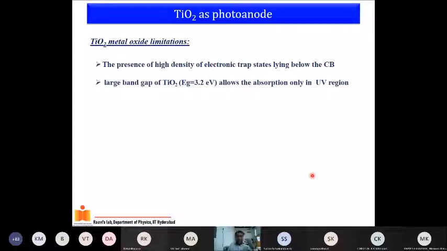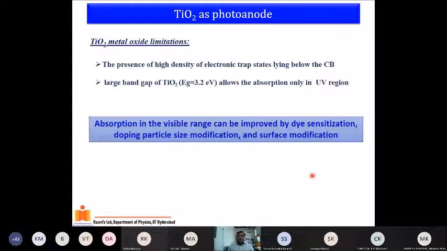To begin with, what are the main limitations of the titania metal oxide? The first is the presence of a high density of electronic trap states lying below the conduction band. What are trap states? Any state that would eat up your electrons and not let the electrons go to the electrode. That is the simplest way of describing traps. Also, the large band gap of titania allows absorption only in the UV region. Absorption in the visible region can be improved by dye sensitization, which is what you do in dye sensitized solar cells, and also you can dope with some elements which have absorption in the visible.